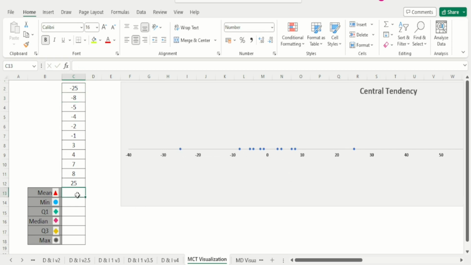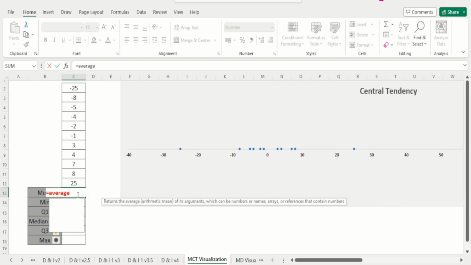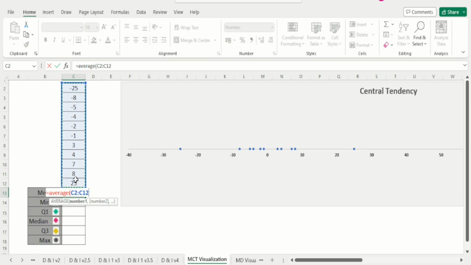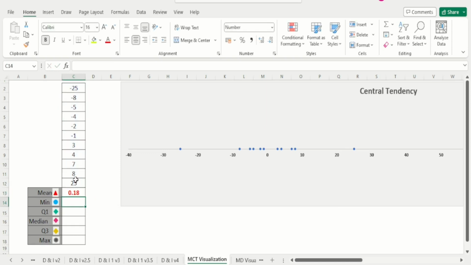Now, when we calculate the mean of this distribution, so let's go ahead and calculate the mean of this one, right? So there you have the mean value of 0.18, for example, right? That is going to be the average from C2 till C12 for this value. Okay, so let's go ahead and look at a slightly different number now.